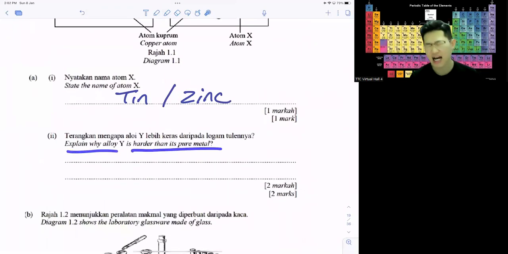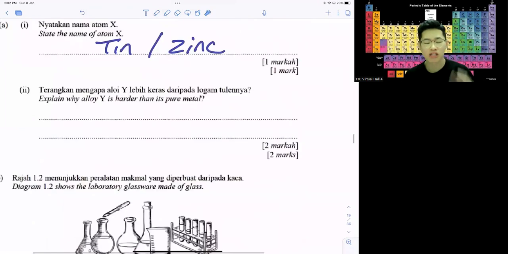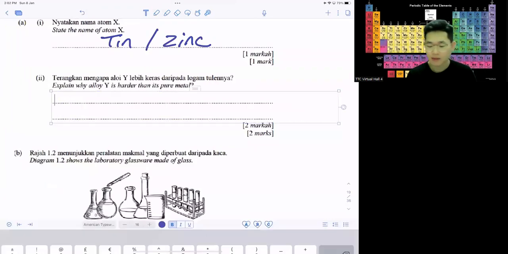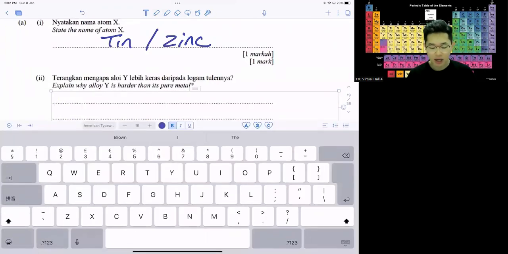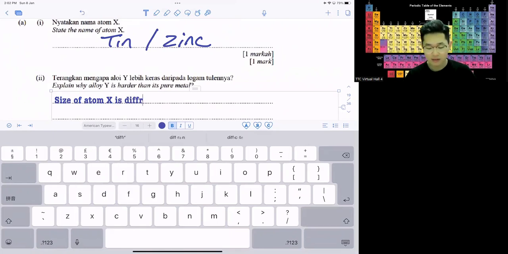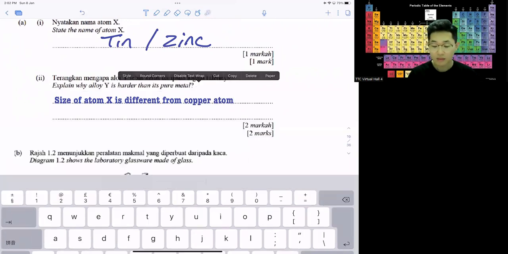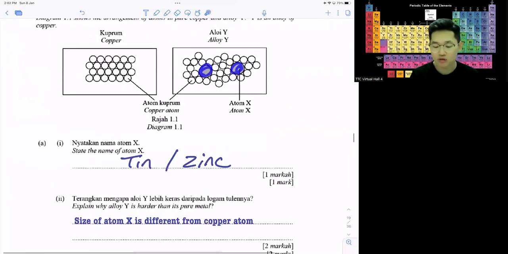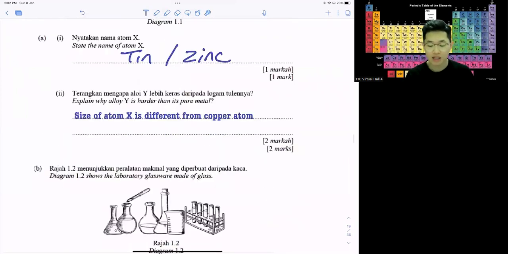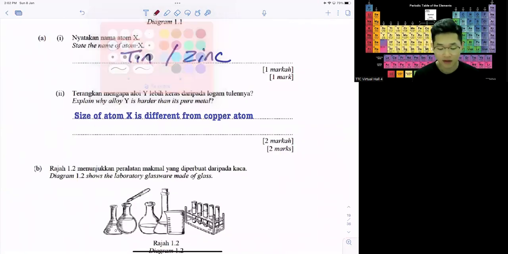Explain why alloy Y is harder than its pure metal. They always like to ask you, why is it harder? Remember to mention these 3 points. First, because of the size. I can say the size of atom X is different from the copper atom. So these atoms are added into the copper, and they are of different size. Like we mentioned in class this week, size.